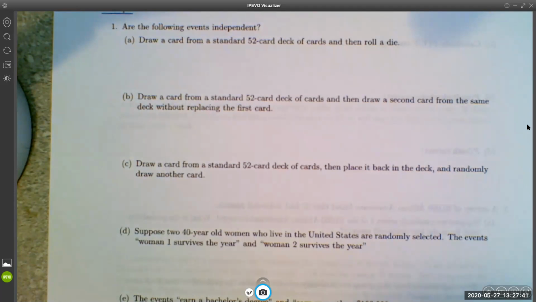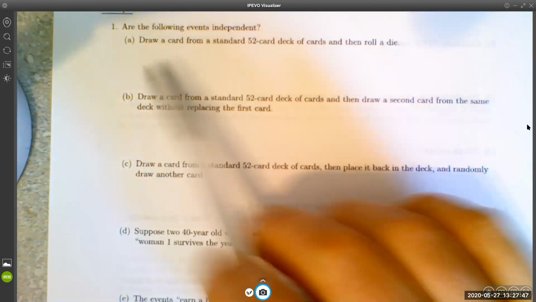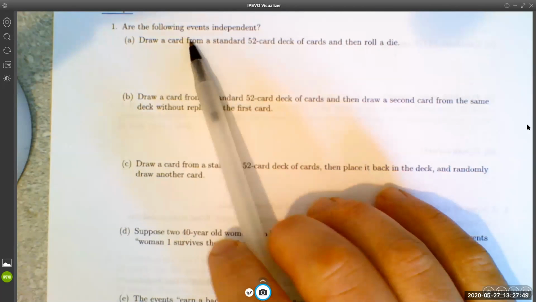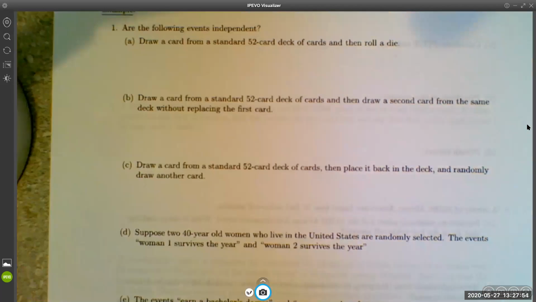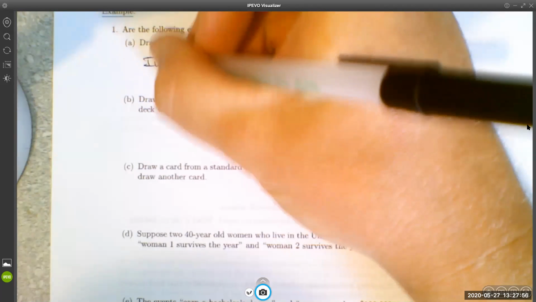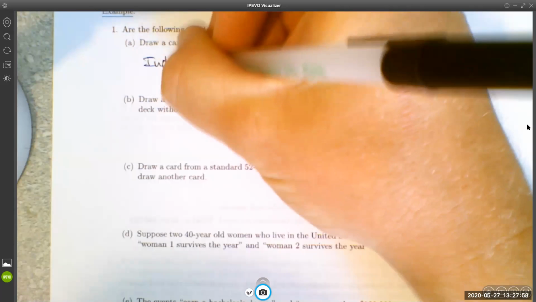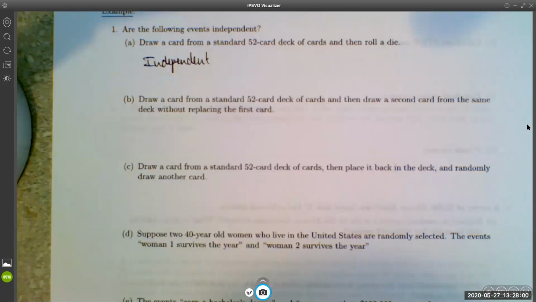So part A says draw a card from a standard 52 card deck of cards and then roll a die. I guess those aren't really events. The event would be like drawing a king from a deck of cards and then rolling a 2 or something. But clearly the events are independent there, right? They have nothing to do with one another. They have no effect on each other.